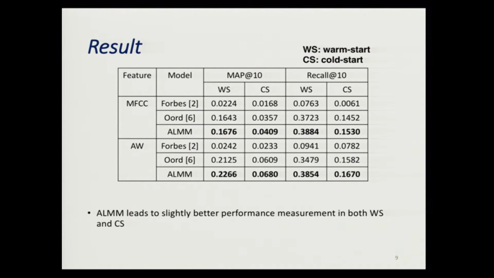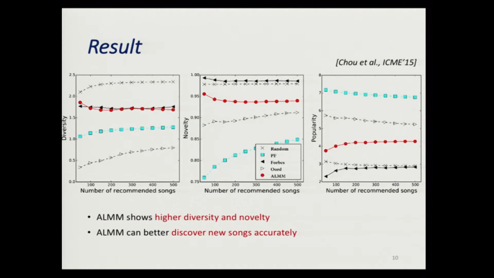So here's the result. This table shows the mean average precision and the recall for content-based next song recommendation. We can find that our method led to a slightly better performance in both the warm start and the cold start setting. And now let's take a look at the other performance metrics. The red line is our method. And the results show our model exhibits a higher diversity, higher novelty, and a lower popularity. So it means our model can better discover new songs.